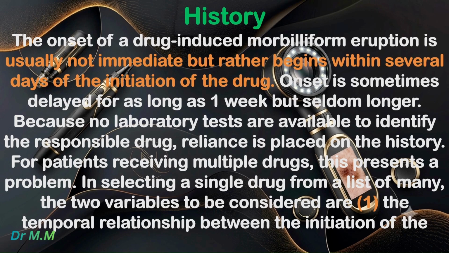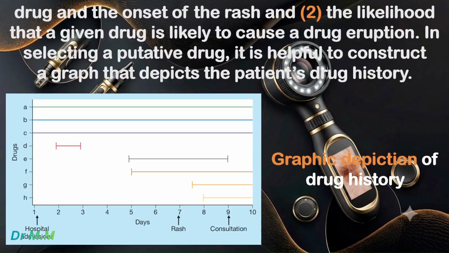Because no laboratory tests are available to identify the responsible drug, reliance is placed on the history. For patients receiving multiple drugs, this presents a problem. In selecting a single drug from a list of many, the two variables to be considered are: 1. The temporal relationship between the initiation of the drug and the onset of the rash, and 2. The likelihood that a given drug is likely to cause a drug eruption. In selecting a putative drug, it is helpful to construct a graph that depicts the patient's drug history. Graphic depiction of drug history.